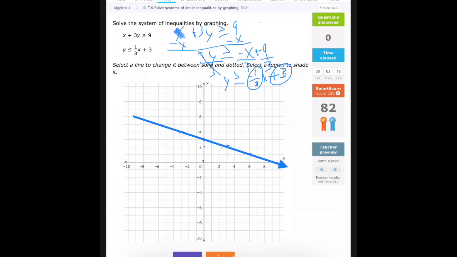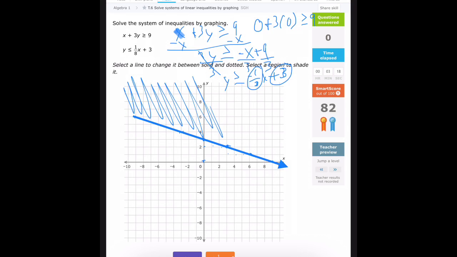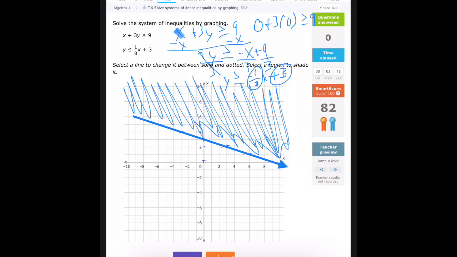So 0 plus 3 times 0, I'm just plugging in 0 for x and 0 for y. Is that greater than or equal to 9? Well, 0 plus 0 is not greater than 9. So this is not a true statement. So 0, 0 is not part of this solution. So my solution space is the opposite side of this. Okay, so I'm going to shade everything on this side here. All right, now we're going to go to the other one. I'm going to make it red here.